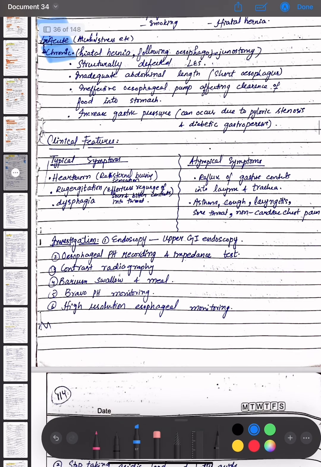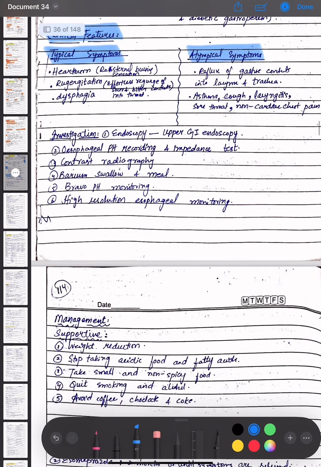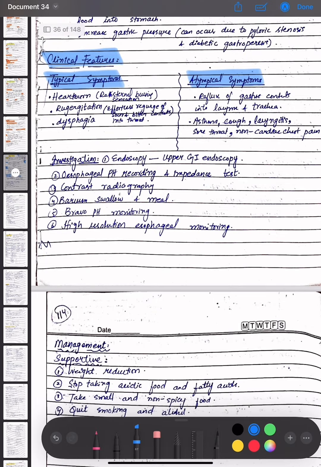Now, what are the clinical features? These are both typical symptoms and atypical symptoms. In typical symptoms, we are having heartburn, that is retrosternal burning sensation, regurgitation, that is effortless regurgitation of the sour and bitter contents into the throat, and then the dysphagia. In atypical symptoms, we are having reflux of the gastric contents into the larynx and trachea, asthma, cough, laryngitis, sore throat, non-cardiac chest pain.